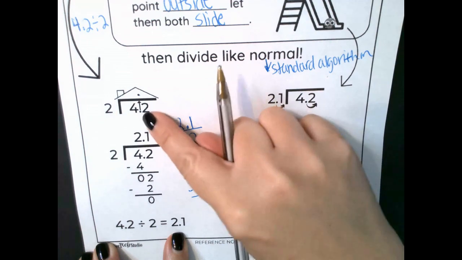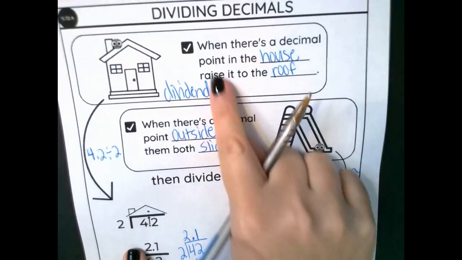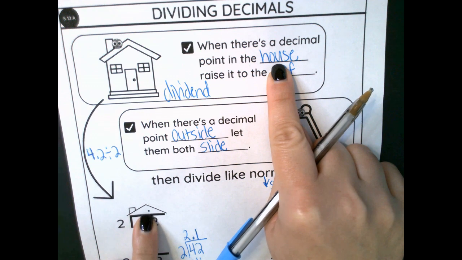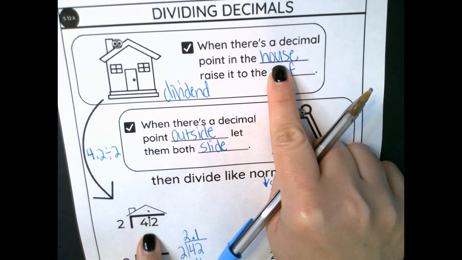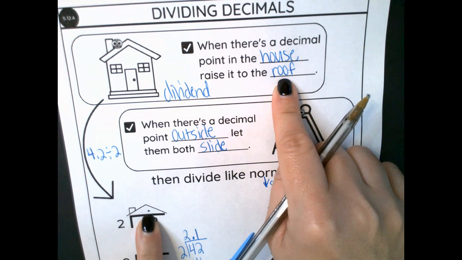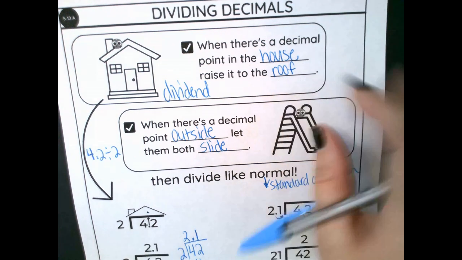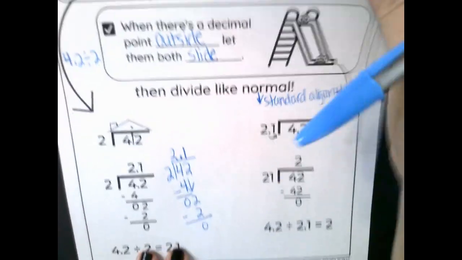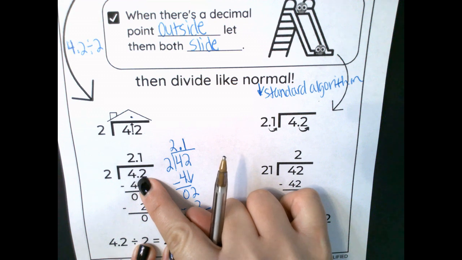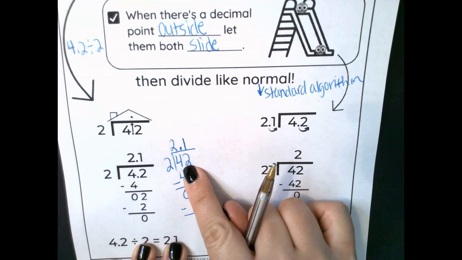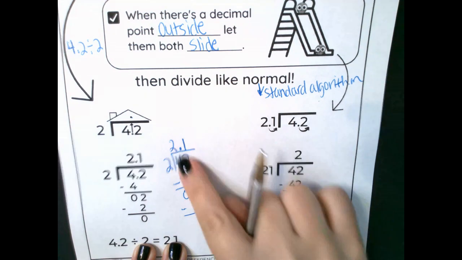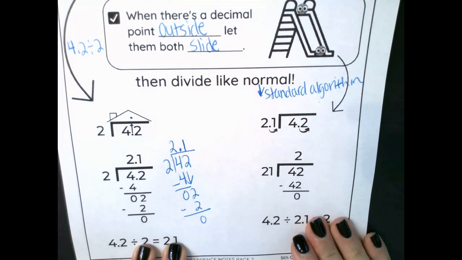So this is what we mean by when there's a decimal point in the house, raise it to the roof. We want to start out raising it up into the quotient so that we don't leave it out. And then we really can just ignore it. Here it's still recorded, and that's fine, but we really can just ignore it to make it look like this, when we've already recorded our decimal point.